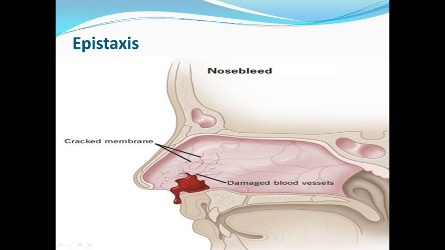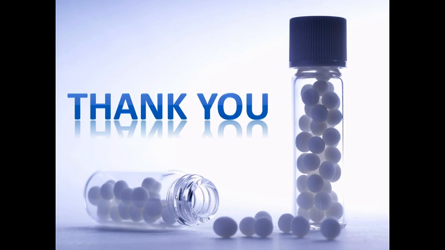And epistaxis: we have already discussed Little's area, the area having the Kiesselbach plexus on the anteroinferior part of the nasal septum. This area is the commonest site of bleeding from the nose, which occurs due to damaged blood vessels, and this bleeding from the nose is called epistaxis. So that is all for the nasal cavity and nasal septum.